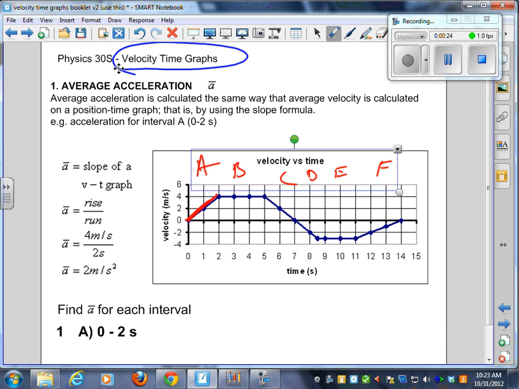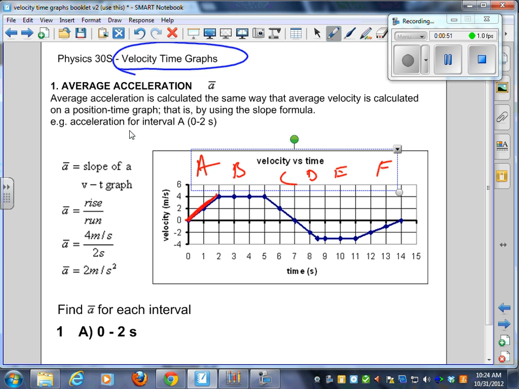Okay? You should already know that average acceleration is calculated the same way that average velocity is calculated on a position time graph, and that is by using the slope formula. If you haven't figured out by now that slope is pretty important in physics, it's pretty important in physics, slope. You need to be able to calculate slope. Okay? So, on a velocity time graph, the acceleration is the slope of that velocity time graph, right?